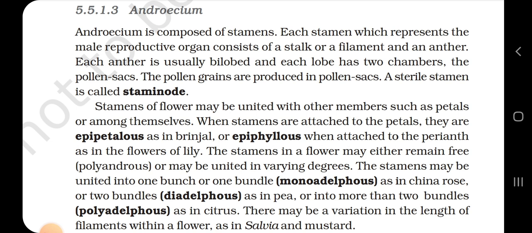Stamens of a flower may be united with other members such as petals or among themselves. When stamens are attached to the petals, they are epipetalous, as in brinjal, or epiphyllous when they are attached to the perianth, as in the flower of lily. The stamens in a flower may either remain free, that is polyandrous, or may be united in varying degrees. The stamens may be united into one bundle, monodelphous, as in china rose, or 2 bundles, diadelphous, as in pea, or into more than 2 bundles, polydelphous, as in citrus. There may be variation in the length of filaments within a flower, as in salvia and mustard.